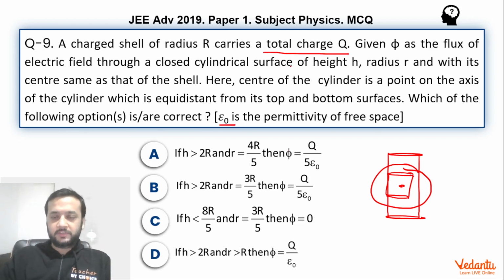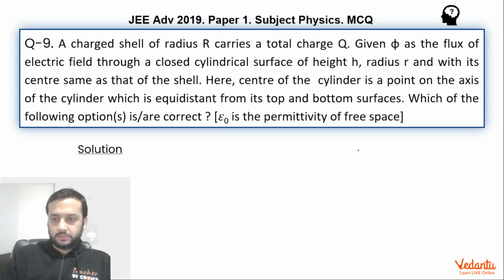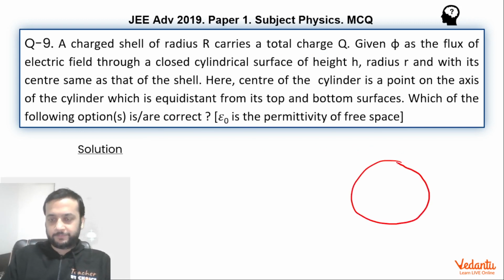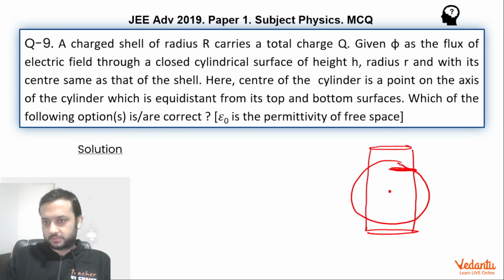Okay. So in this case, if we assume the charge has been uniformly distributed and h is greater than 2r and the radius of the cylinder is 4r by 5, here there should be a comma, r should be 4r by 5. So in this case, if I draw the figure, if this is the shell, and h is greater than 2r and the radius is 4r by 5, this is what the situation will look like. If you see this radius, it will be 4r by 5, so it is easy to see that this thing will be 3r by 5 and this thing will be r.